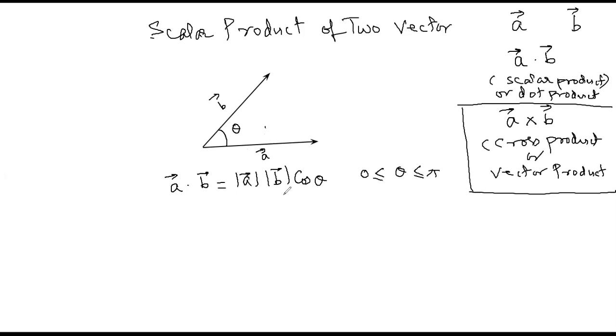Now you can see on the right hand side, this is a scalar quantity. This is also a scalar quantity. Cos theta is also a scalar quantity. So when on the right hand side we are getting a scalar quantity, the result is scalar. When you take the dot product of any two vectors, the answer will be scalar. That's why it is called scalar product, because the answer is scalar.